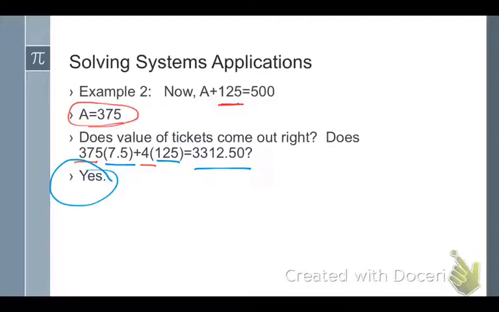There were 375 adult tickets sold and 125 children's tickets. I messed myself up because I reverted. This should have been 7.5 times 375 if I wanted to keep this the number of tickets. This is the cost. That's why I was confused. But that's the value of each, added together does come out to my total.